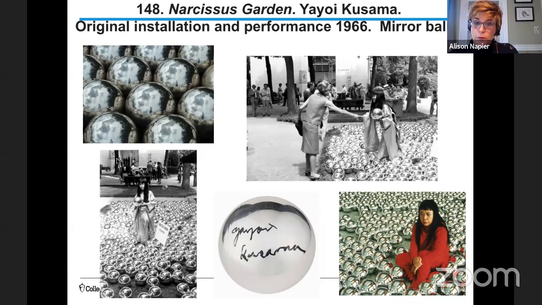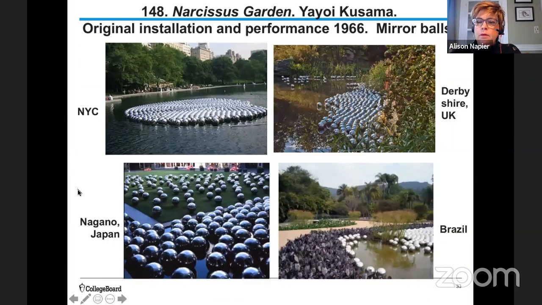So we have an interactive performance that's eye-catching with the gold and the silver. And so the original installation of Narcissus Garden is frequently interpreted as not only Kusama's self-promotion, but her protest of the commercialization of art. As I mentioned, it's been installed in several different locations. It's been recreated, and over time, the meaning has somewhat shifted.